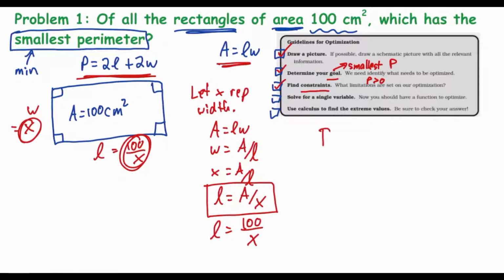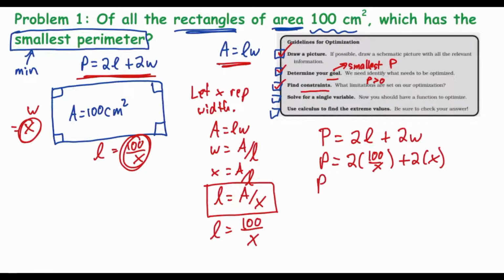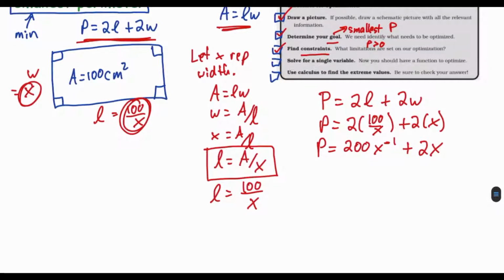And I know the formula for perimeter. Perimeter is 2 length plus 2 width. Or in other words, perimeter is 2 times 100 over x plus 2 times x. So perimeter is 200x to the negative 1 plus 2x. So I've found the formula that describes the perimeter of my shape. Now I need to optimize it. I need to find the minimum value.